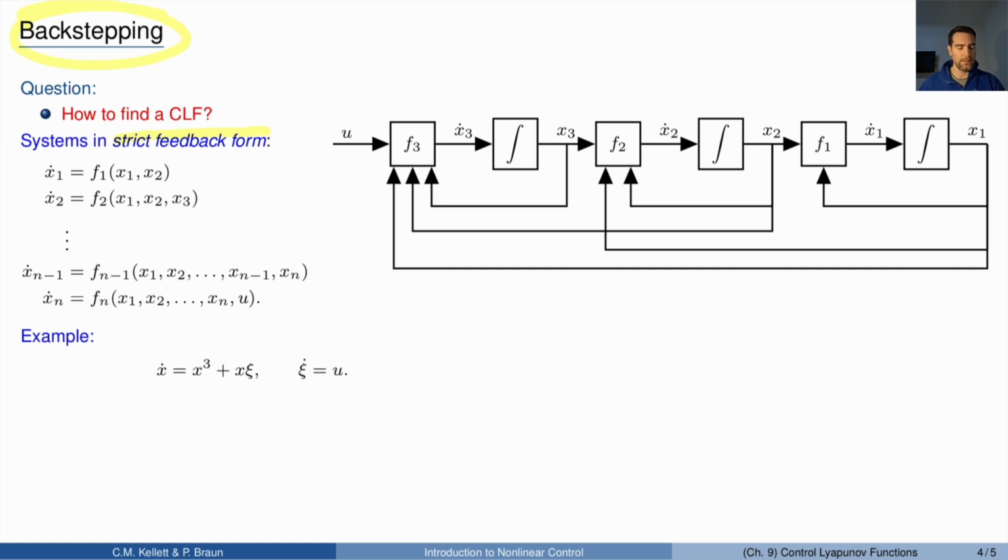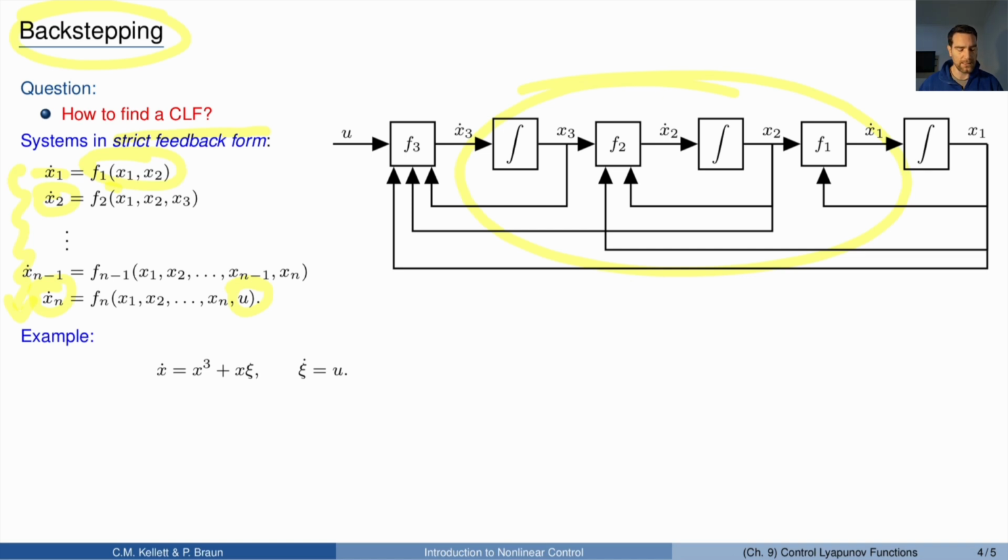What is a system in strict feedback form? Well, it's a system with this particular structure here, where we start with x1 dot, and that's then a function just of x1 and x2. x2 dot is a function of x1, x2, and x3, and we can continue until xn dot, and that's where then also input u appears in the right hand side. A graphical representation is also shown here on the right of these systems in strict feedback form.